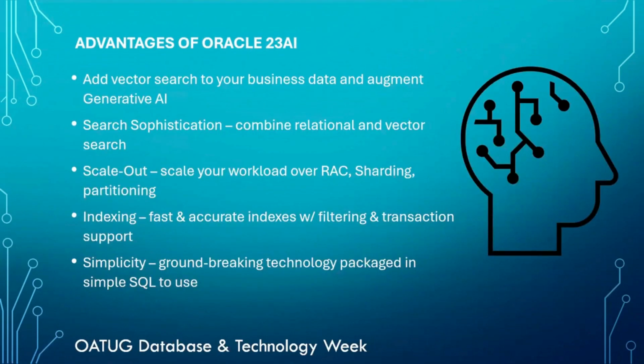So this is why we use Oracle 23 AI, because of vector search. You can add your vector search with your business data, which is already available, to augment generative AI functionality. And the search is much improved with your relational and vector search. Combining your relational search and vector search, you can produce a sophisticated result.